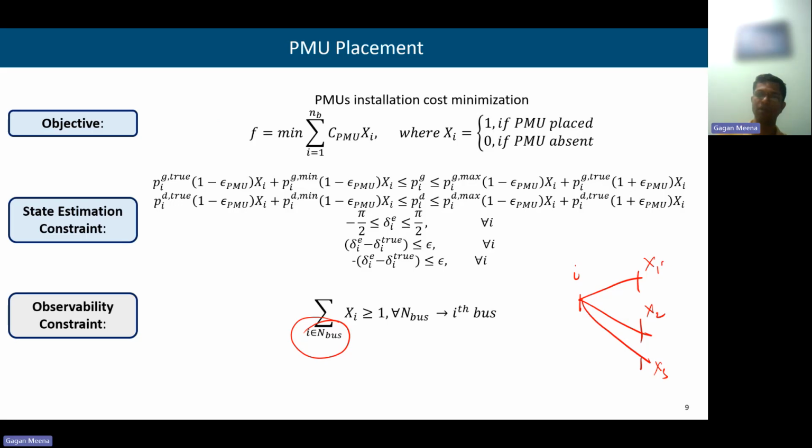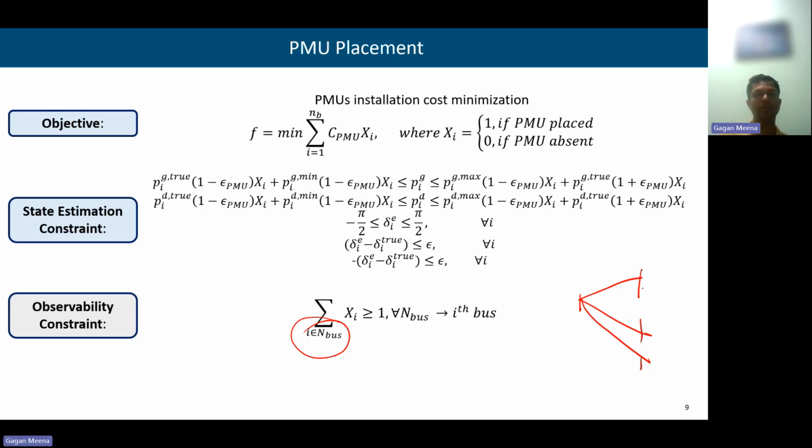See, if we have a PMU at any one of these buses, then this bus can be observed. If we have a PMU here, we know the voltage here, and we know the current also. So we can know the voltage here. Similarly here also. If any of these buses have a PMU, then it will be observable.